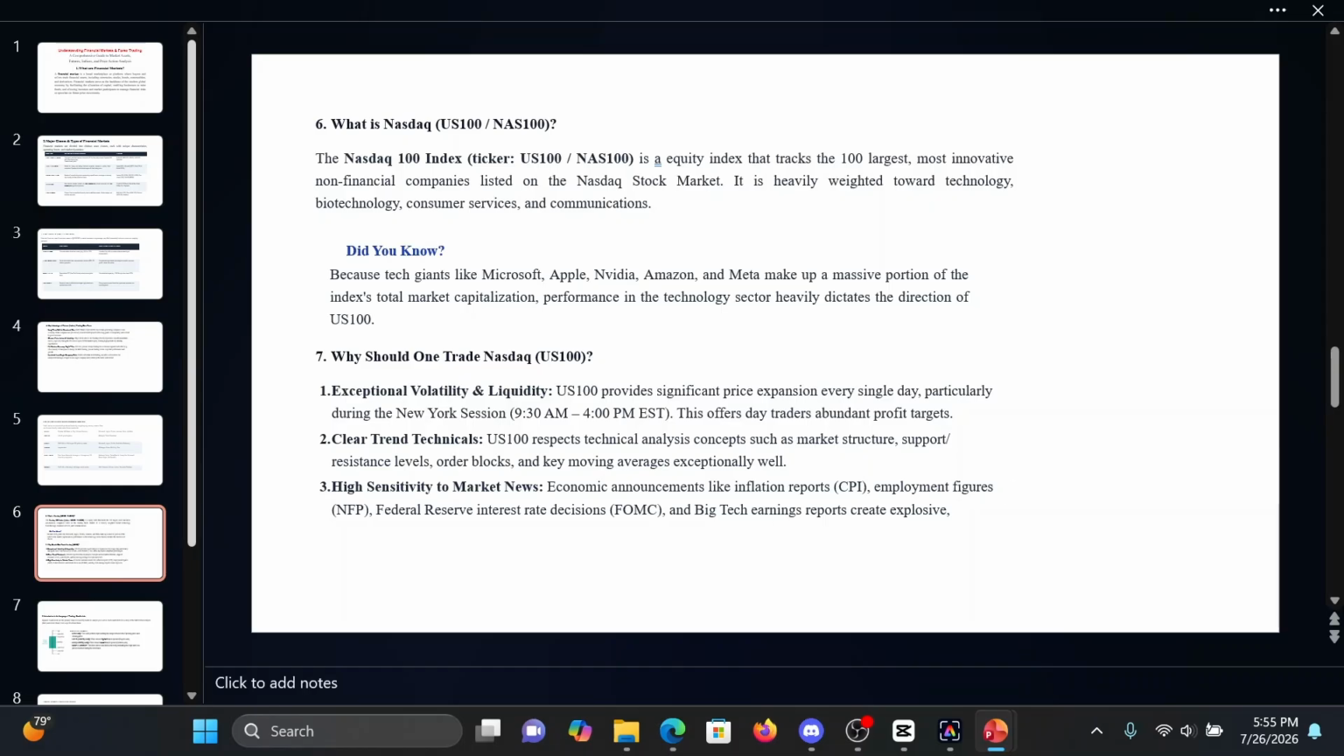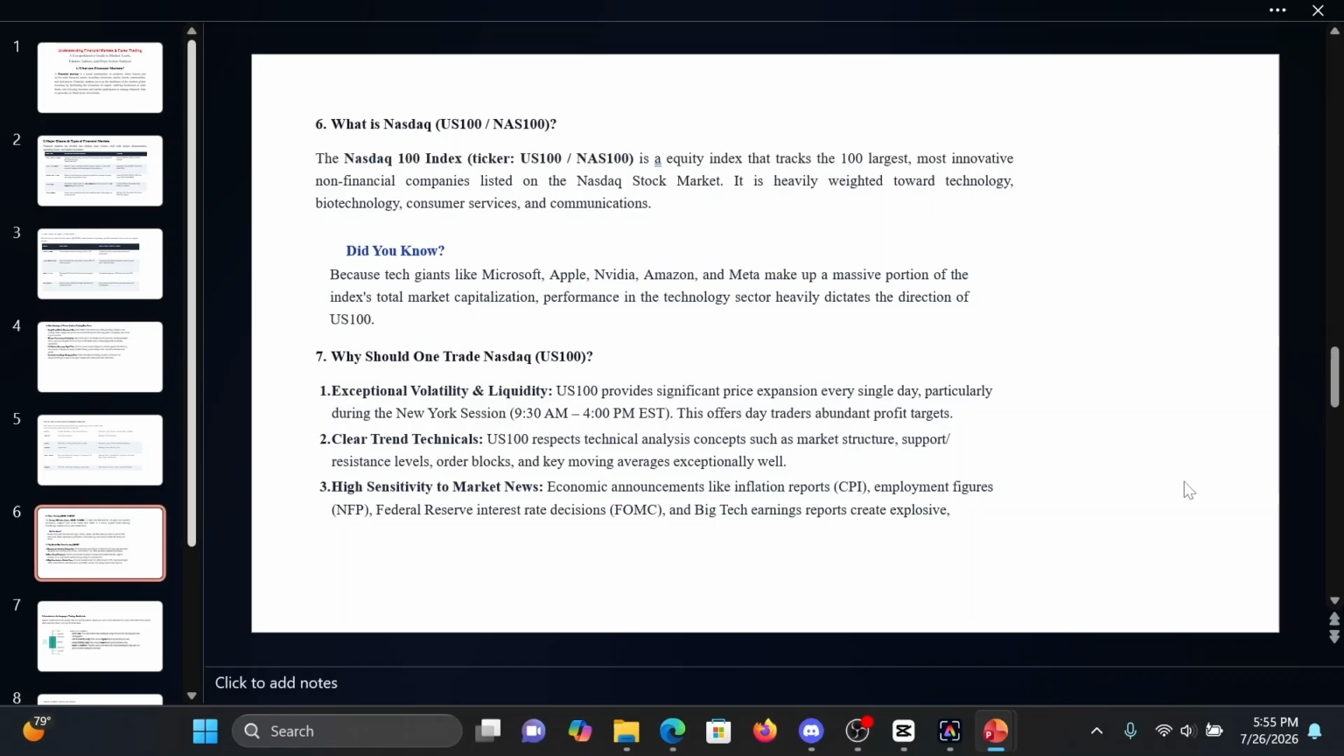Clear trend technicals. So US 30, US 100, they respect technical analysis concepts such as market structure, support and resistance, order blocks, and key moving averages exceptionally well. So most strategies tend to work with the NASDAQ or the US 100. They tend to respect them, and it's clear.